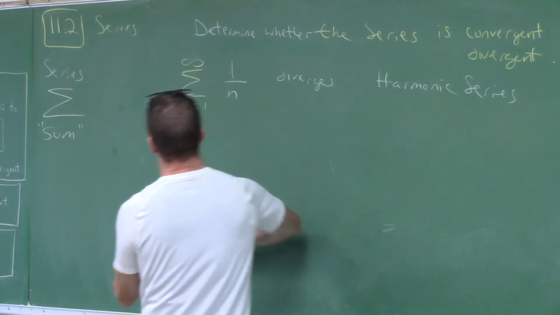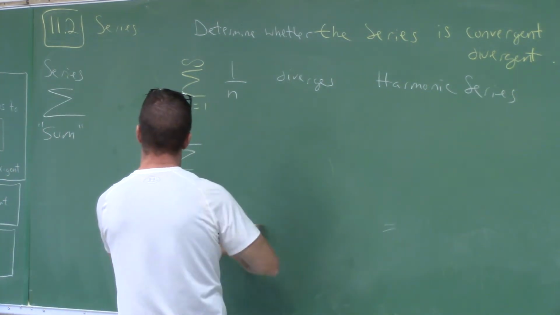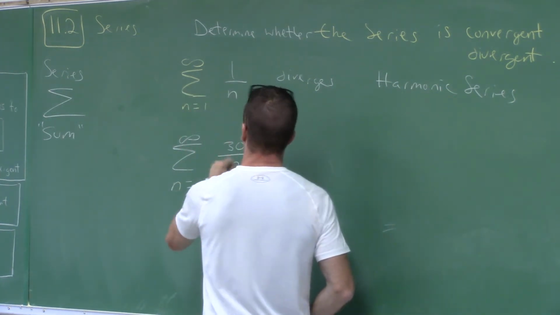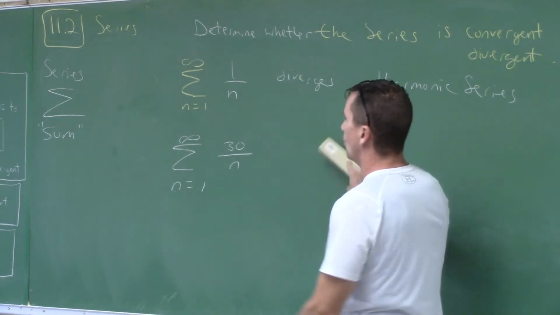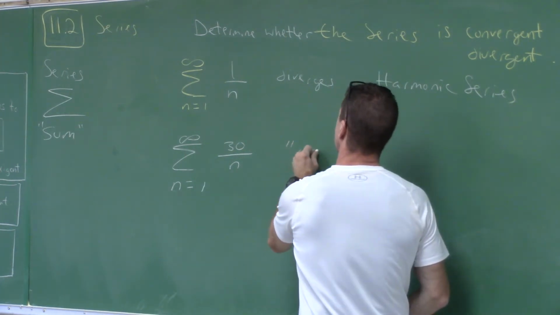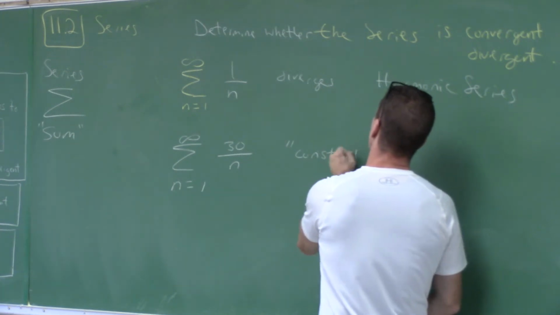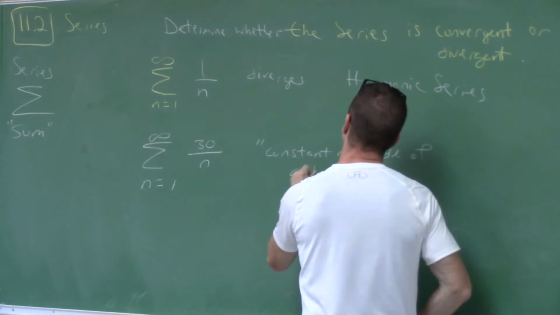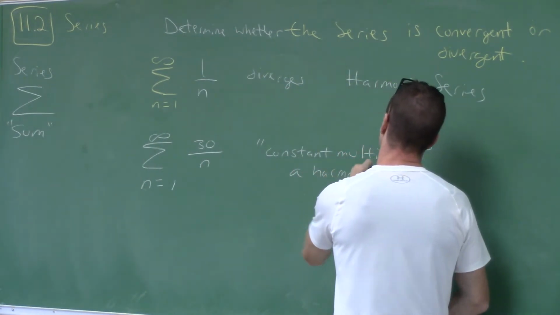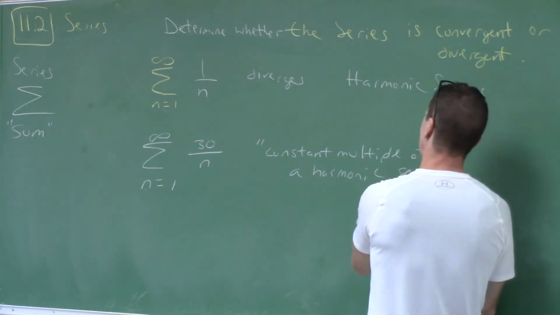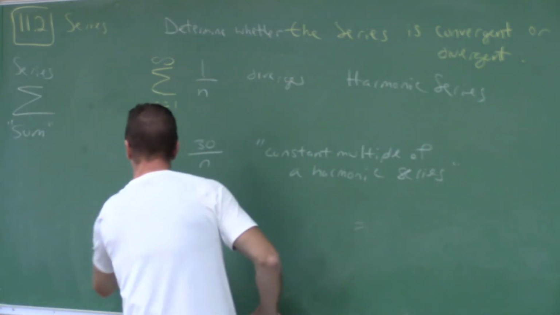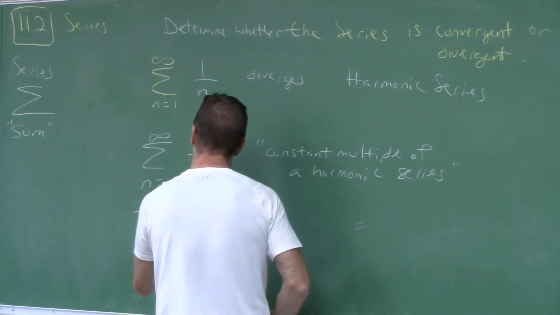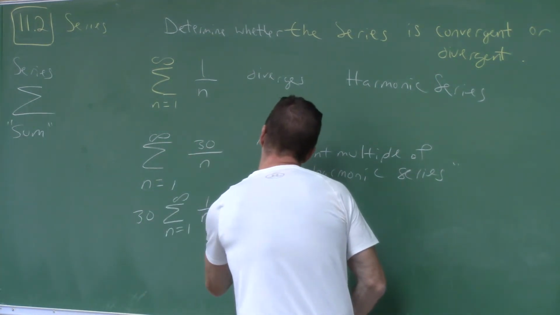So, what about this then? Because there's one like this in your notes. I didn't want this to bug you on the test. Look. What about that? Well, this is called a, ready? This is a constant multiple of a harmonic series. So guess what goes on with this? You just put the 30 in front of the sigma. What happens when you multiply a 30 to some series that's divergent? What's going to happen? It diverges.